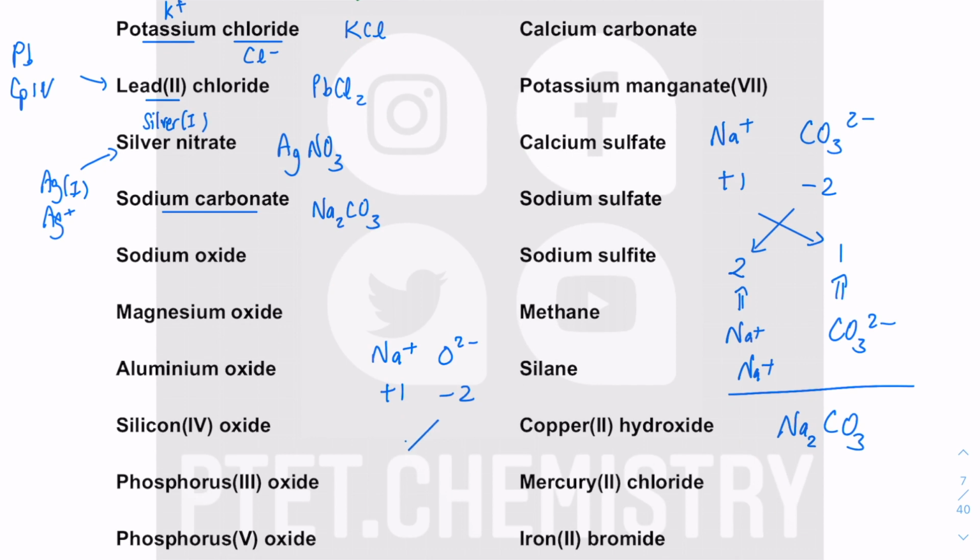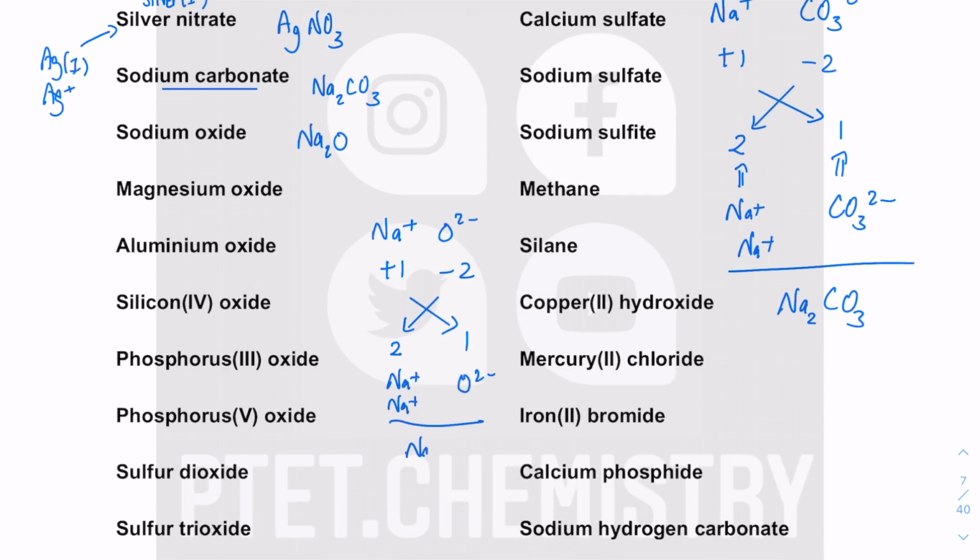You can hopefully get the hang of it now. You cross multiply the value, or you can think about balancing the charges. So you need Na plus and O2 minus. I hope you can see it is Na2O, because you need 2 of the Na and you need 1 of the oxygen.